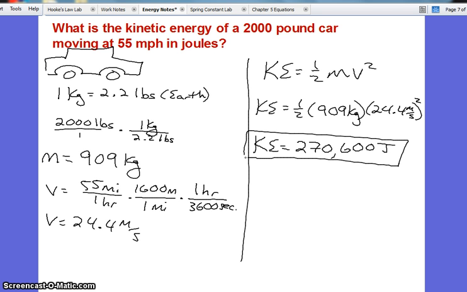So a joule is not really a very large value in and of itself. A joule is rather a small unit. So things like cars will have large amounts of joules.